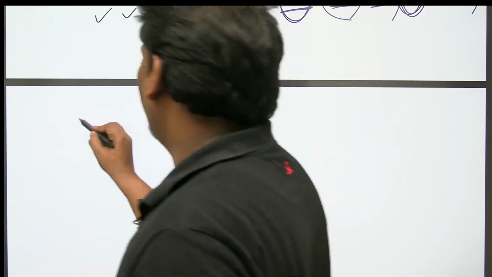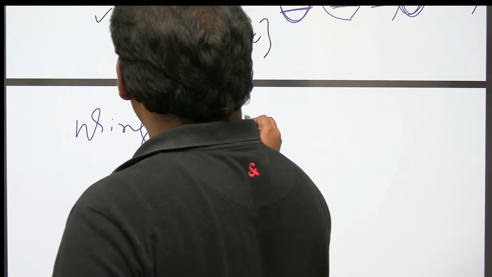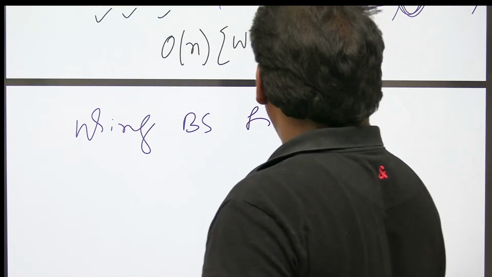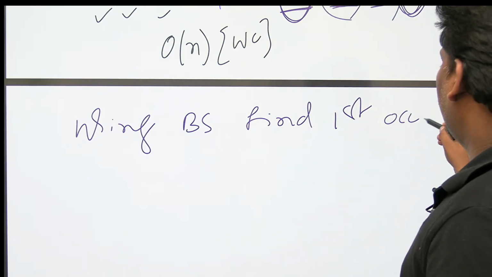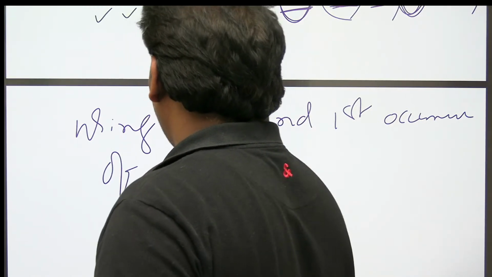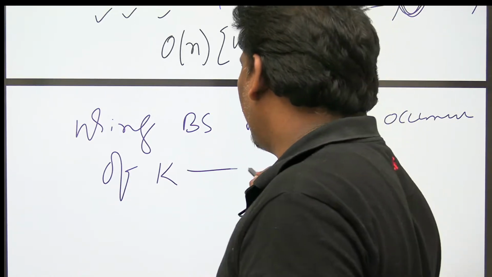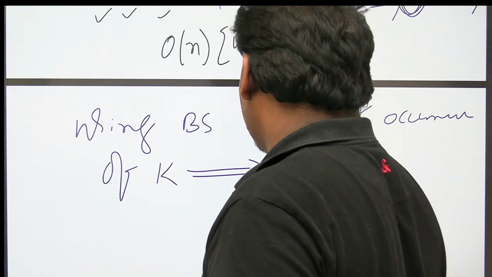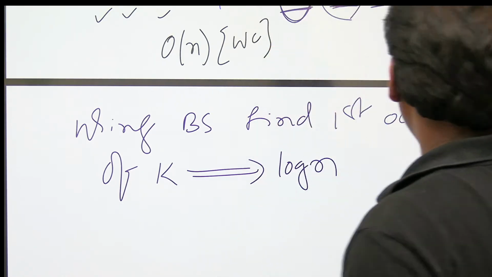Let me write now. Using binary search, find the first occurrence of k. Using binary search, find out the first occurrence of k. Can you help? The first occurrence of k I find out using binary search. What is the time complexity? Worst case, log n.